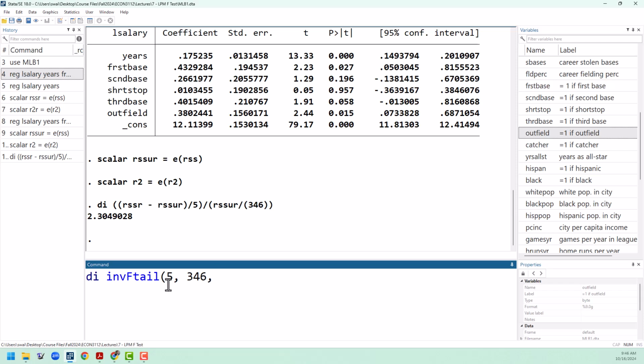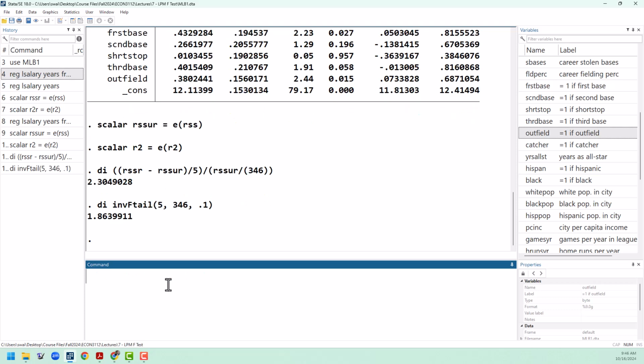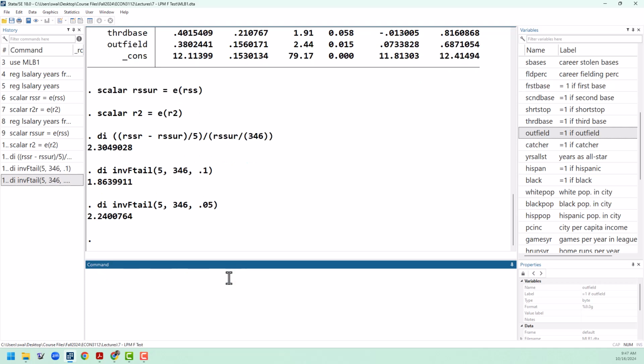Let's start with a 10% significance level, so we're going to put 0.1. Since the f-tail is a one-tailed test, unlike the t, we don't have to divide by 2 there. We get 1.86. That tells us that we're going to reject the null that all of those fielding positions have a zero coefficient at the 10% level. Then let's do this again for the 5% level, so we'll put 0.05 right there. Our F statistic is still bigger than this, so we're going to reject at the 5% level.